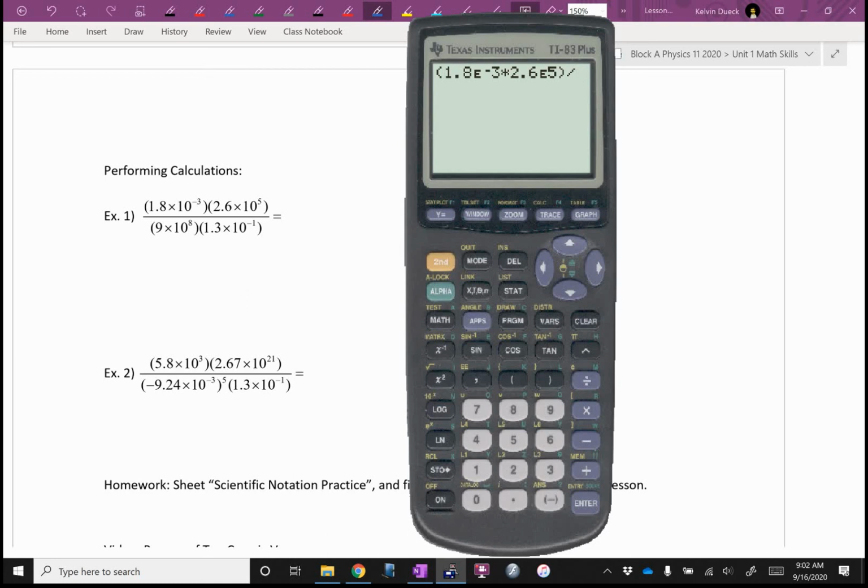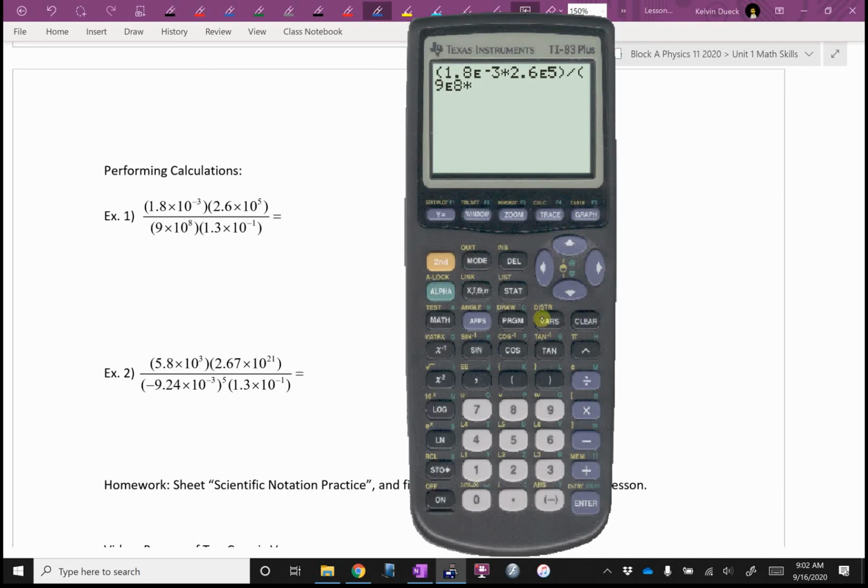Is there more than one thing on the bottom? Yes? Open a bracket. 9. I'm not going to hit times. I'm not going to hit 10 to the scientific notation button 8. Times.